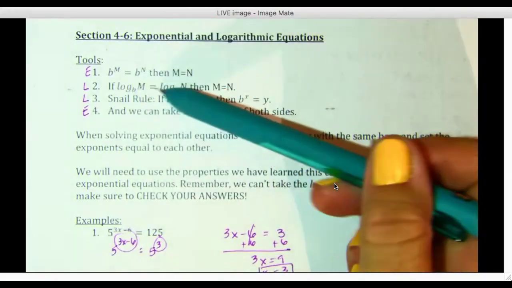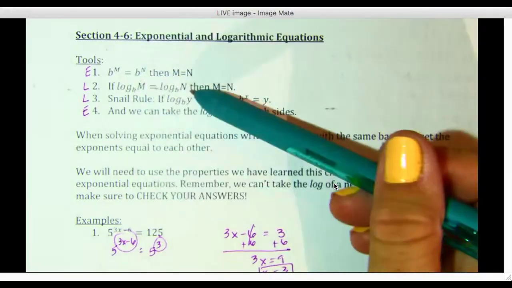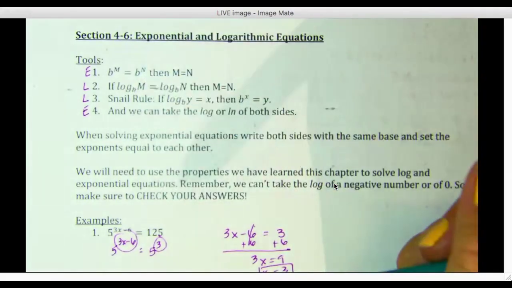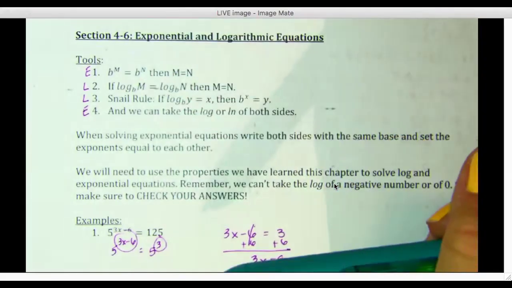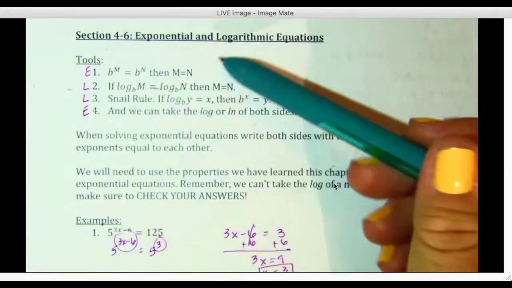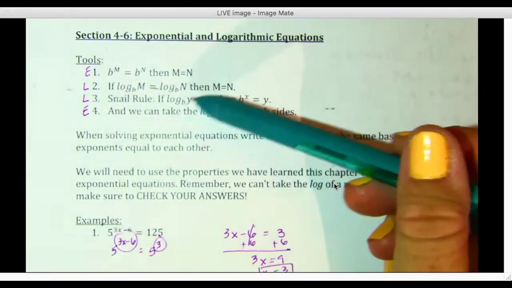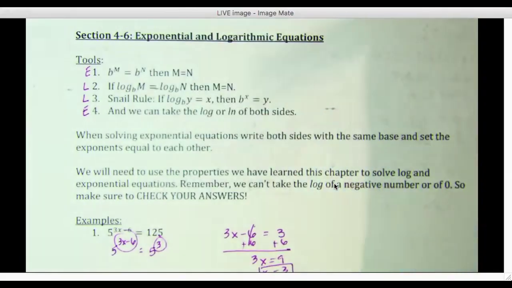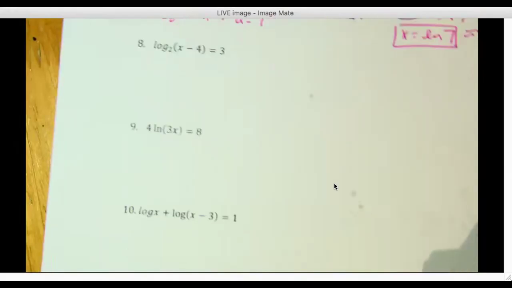If I can write each side as a single logarithm with the same base, then I can set the insides equal to each other. If that's not possible, if we have even one term that does not have a logarithm on it, that's just a constant, then I have to get one logarithm on one side and use the snail rule to rewrite it in exponential form. So let's see how those play out in actual examples here.